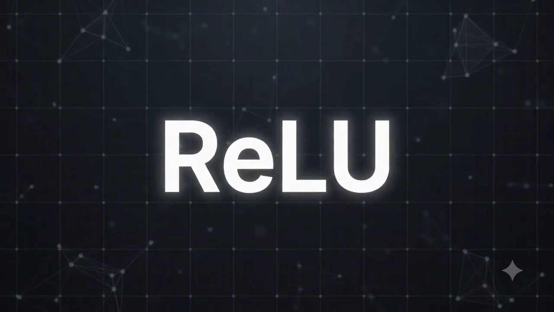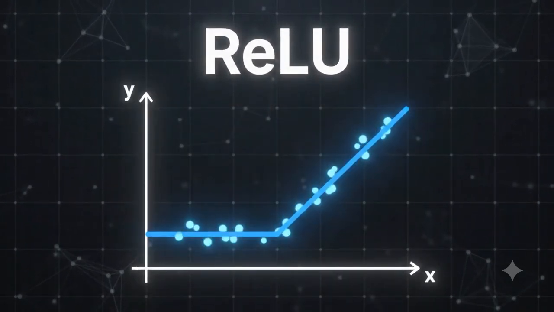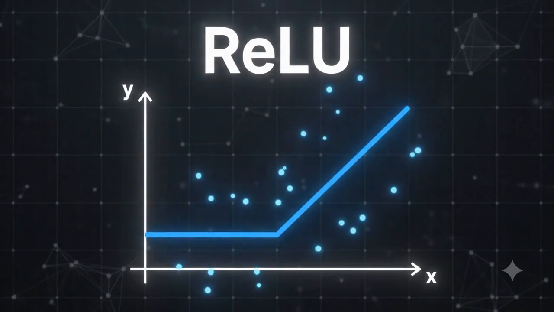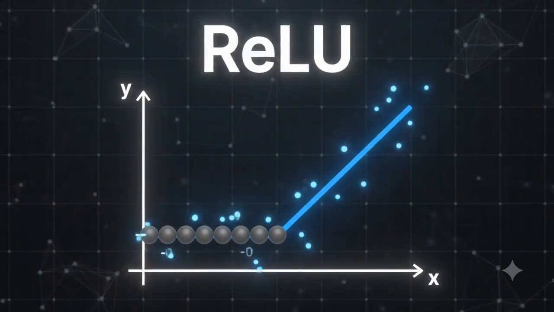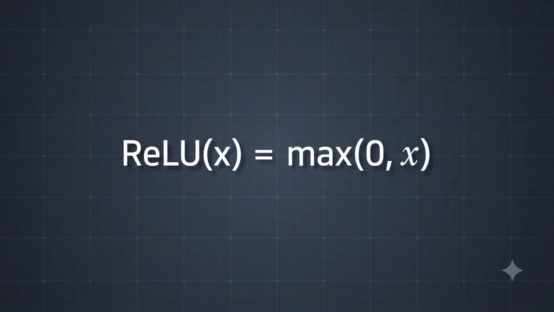ReLU stands for Rectified Linear Unit. It is the most popular activation function in modern deep learning. It simply outputs the input if positive, otherwise 0. The formula is extremely simple.